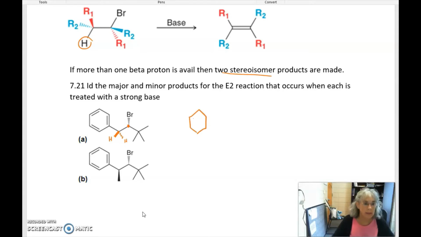We'll get our ring, a double bond here, and then our bulky group on the end. We'll also get, this is the trans. We'll also get the cis version.